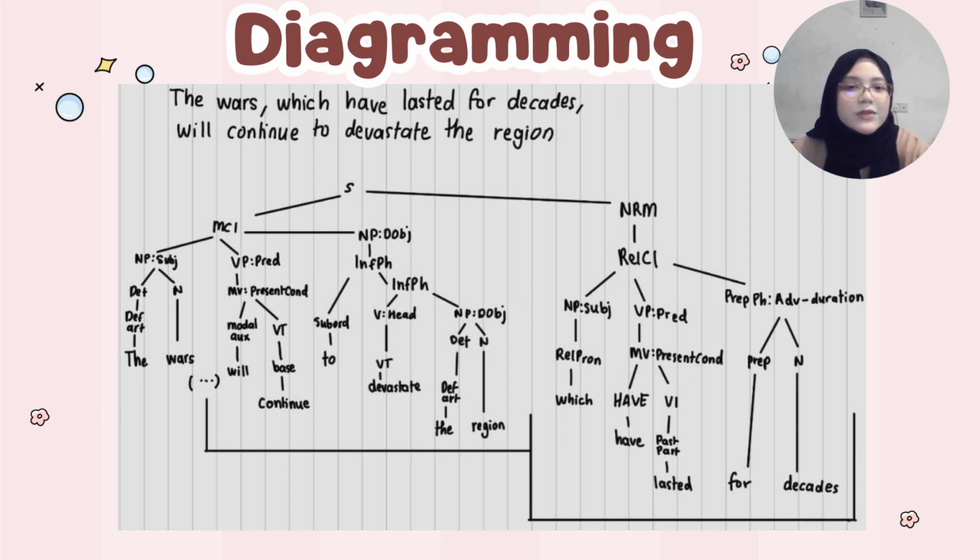Then we will pull it and place it beside the wars within brackets, with three dots, because it represents the whole place of the non-restrictive modifier, or NRM, in the sentence.